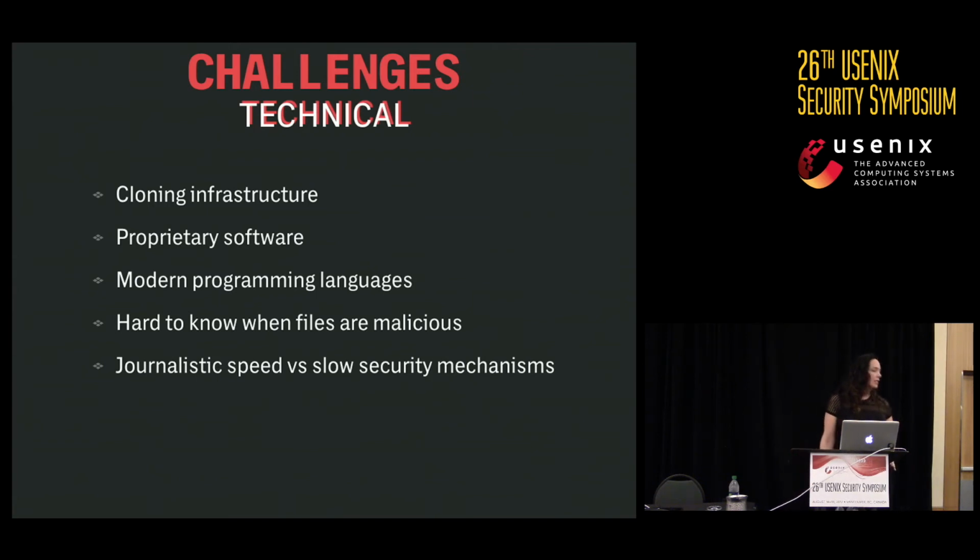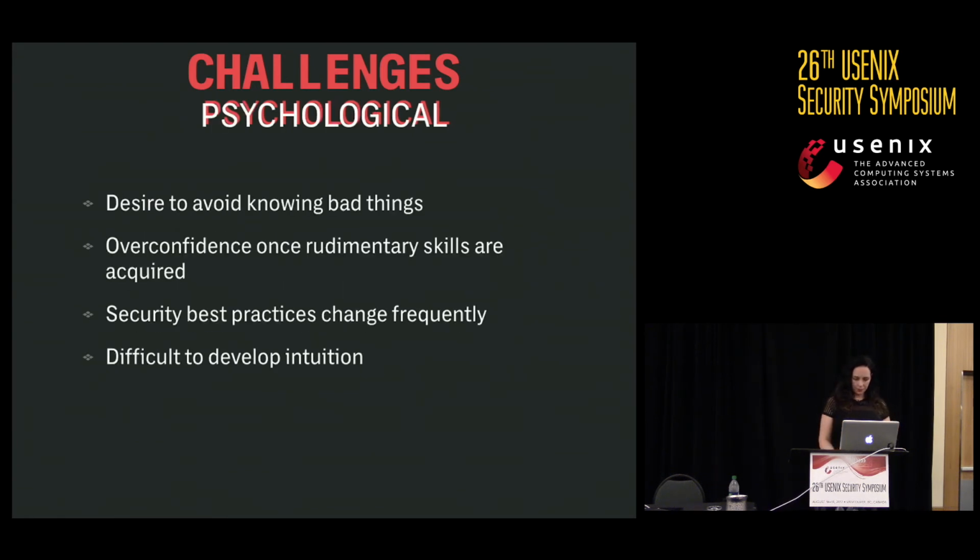And then there's journalistic speed versus slow security mechanisms. Sometimes you have to make technical trade-offs because the journalists don't want to get scooped, and this is always a very scary situation. And then there are kind of psychological challenges of dealing with this, which is that people are really, really scared about all of this stuff. I mean, there's so much that is unknowable about computers, even to computer experts. And non-experts, they're just like, I don't know, computers make me anxious, so I'm not going to think about it.